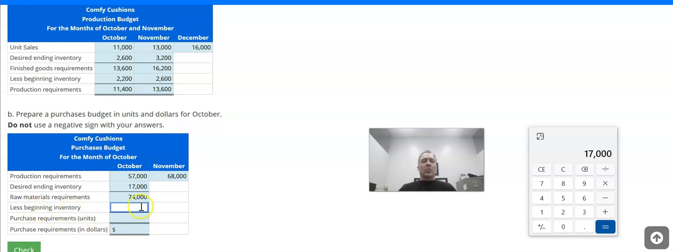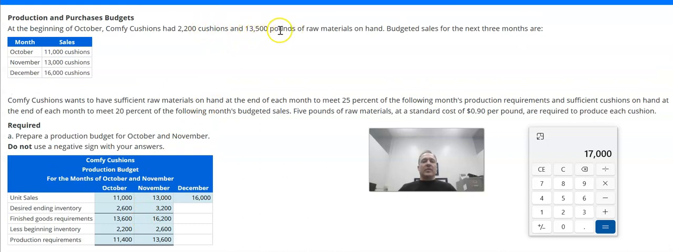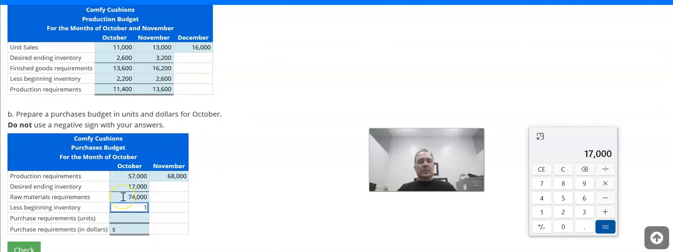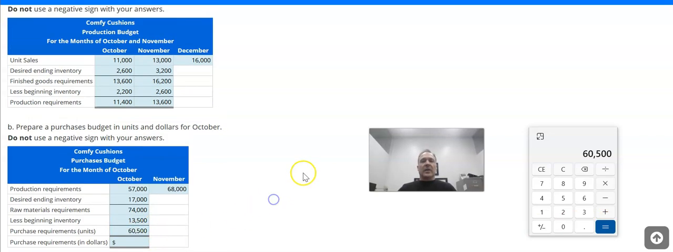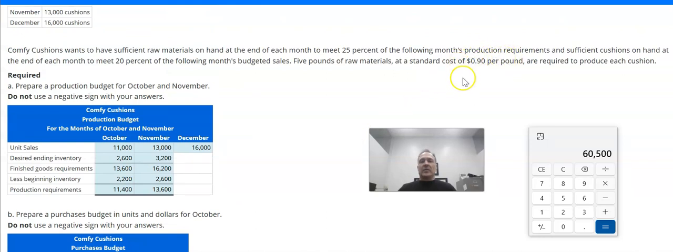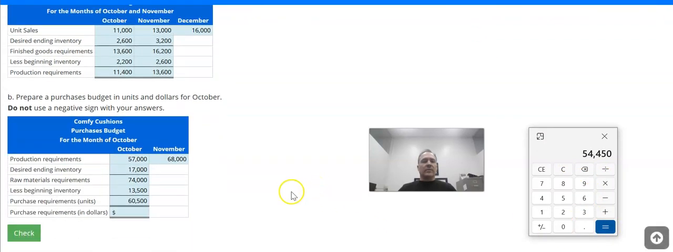Less beginning inventory, and they provided that for us here, 13,500 pounds. And also notice it says do not use a negative sign. So purchase requirements in units is going to be the 74,000 minus 13,500, so that would be 60,500 units, and those are costing us 90 cents a pound. So all we have to do is multiply by 0.9, which gives 54,450.